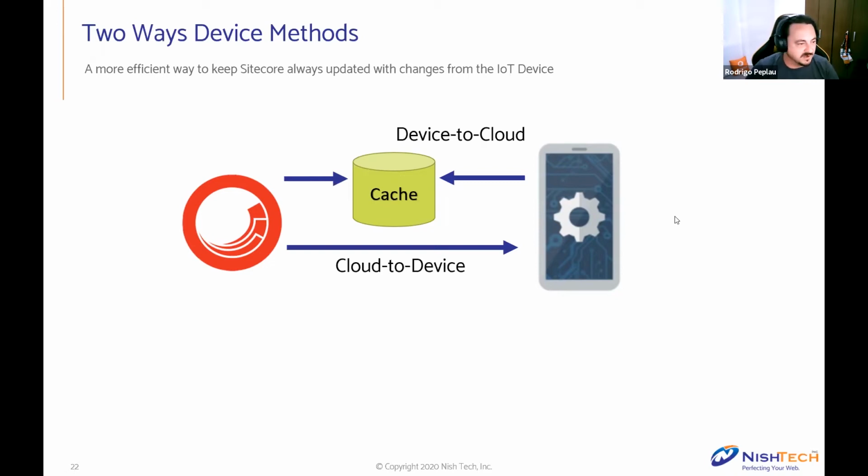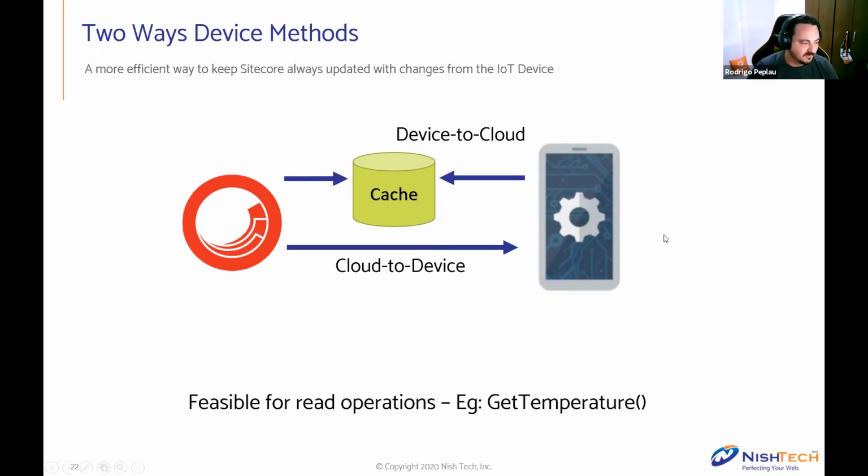So here we are using those things, for instance, when you want to read some value, because the device can keep the cache updated when it changes. Then it's important to get from a two-ways device method, as it's much faster and more performant.